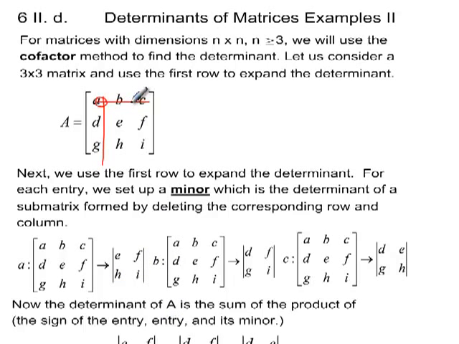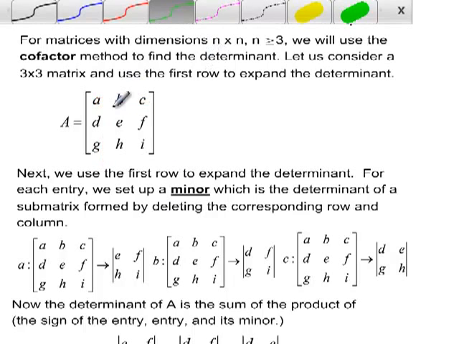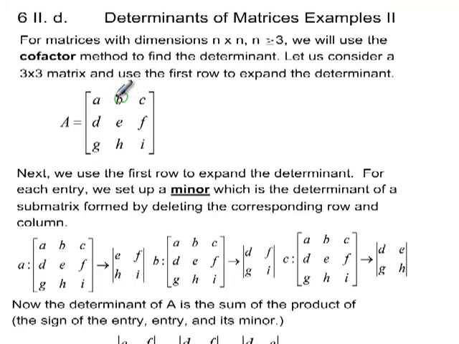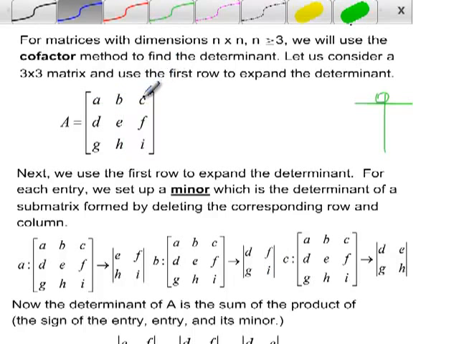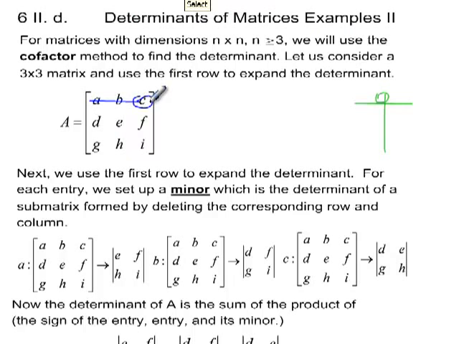If you're going to look at B, B will be my next one. If it is B, you delete the row for B and the column for B. The remaining submatrix will be D, G, F, I, and you set up the determinant. Now for C, you delete the row for C and the column for C. So the remaining matrix will be D, E, G, H.